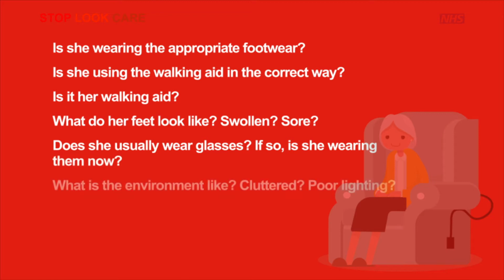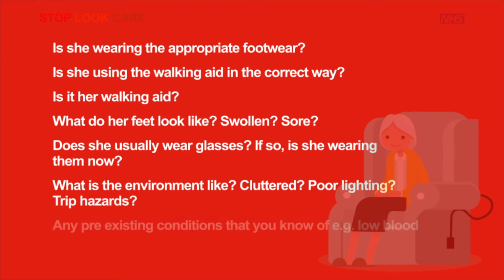What is the environment like? Cluttered? Poor lighting? Trip hazards? Any pre-existing conditions that you know of, for example, low blood pressure?